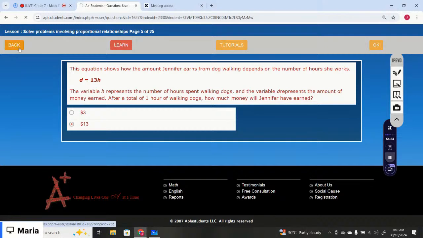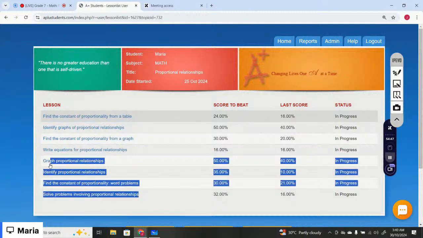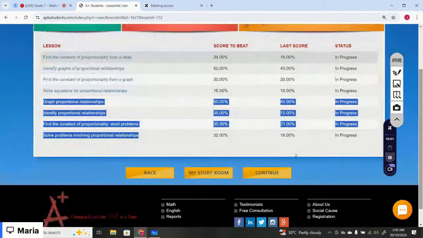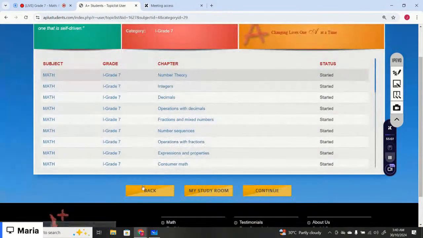So we were working on grade 7 math. The chapter we were working on is proportional relationships. The lessons we have covered today are graph proportional relationships, identify proportional relationships, find the constant of proportionality, word problems, and solve problems involving proportional relationships. Please make sure before the next session you complete all the practice questions for the lessons we just did. That is your homework until the next session.